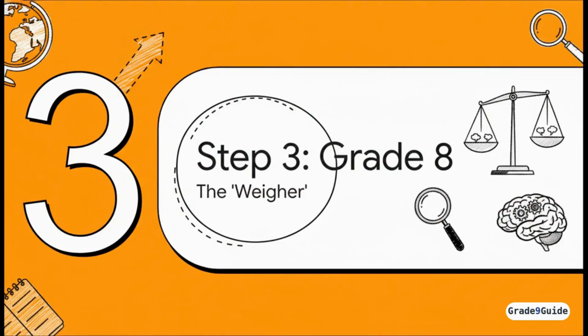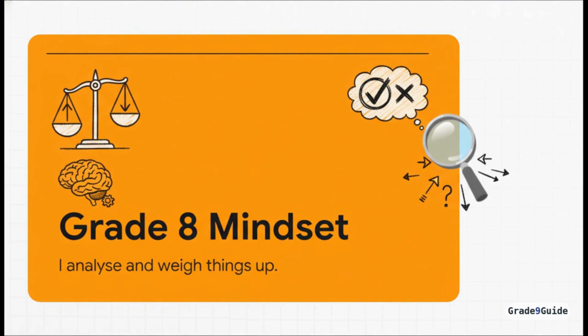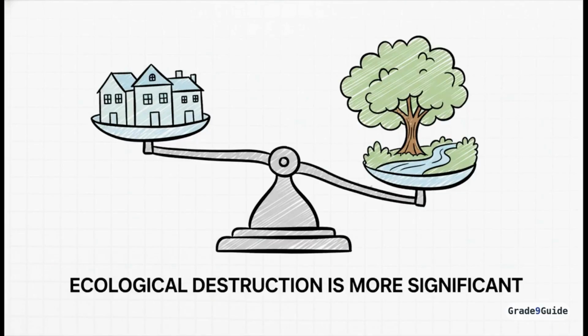This is great, but how do we break into the top tier, the 8s and 9s? Let's move on to step 3. Becoming the where for a grade 8. The mindset here completely changes. Now the examiner is thinking, okay, can this student analyze and weigh things up? It's not enough to just explain and give evidence anymore. Now you have to judge. To nail a grade 8, you have to explicitly compare factors and say why one is heavier than the other, like this. While the economic benefit is vital, the permanent ecological destruction is more significant. Using that kind of comparative language is absolutely crucial.